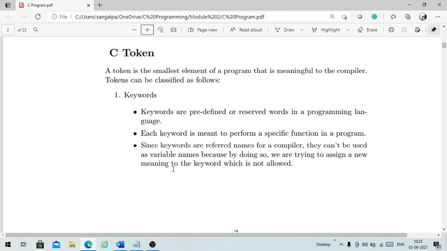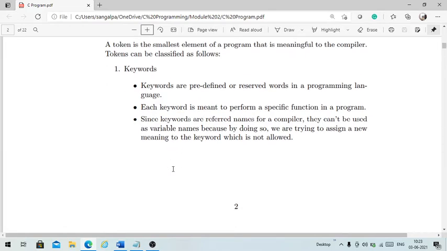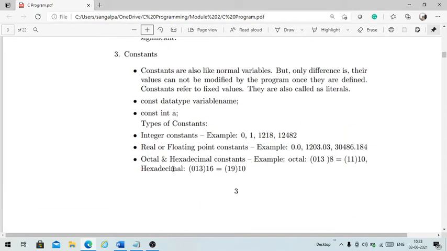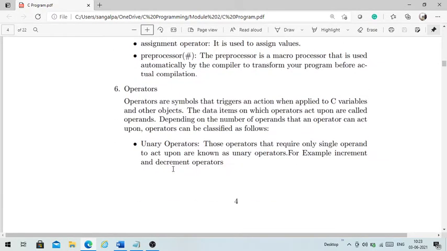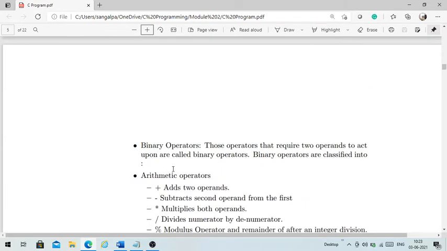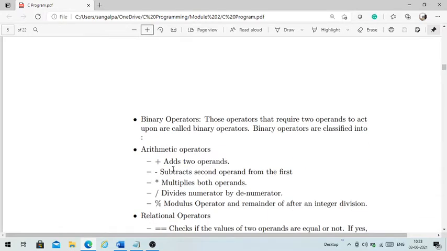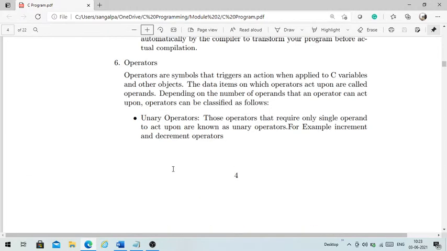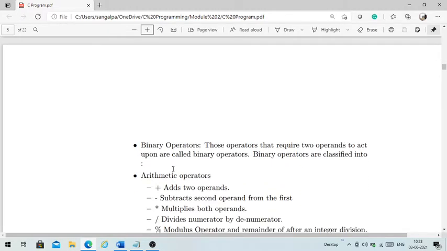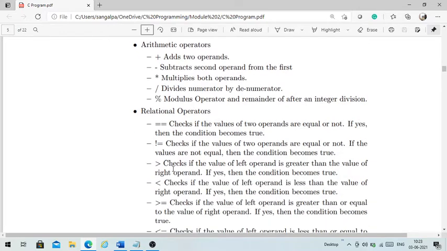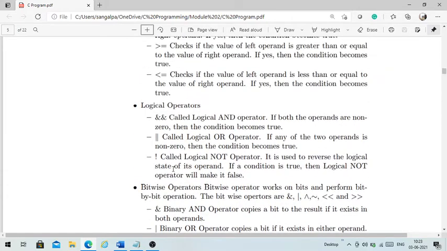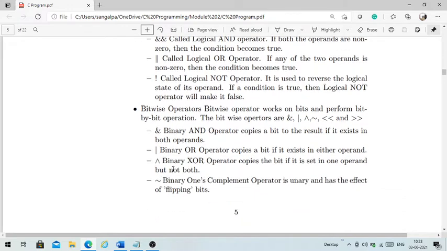Whatever we discussed about different types of tokens like keywords, identifiers, constants, strings, special symbols, operators. We have been discussing the operators, where we discussed unary operators, the plus plus operator and minus minus operator. Then binary operators: arithmetic operators, relational operators, then the logical operators. Now we will discuss the bitwise operators.